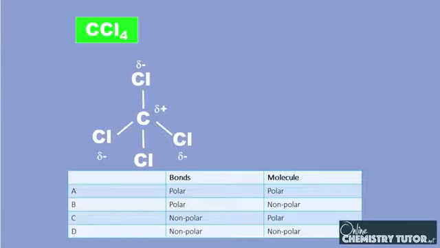Okay, so the answers have come through. Bonds clearly are polar. It's a tetrahedral molecule. We have 4 bonding pairs. That means that they will all repel evenly. So this is a perfectly symmetrical molecule where every bond has equal polarity. The effect of that is that there is no overall imbalance of electron charge anywhere in the molecule, which makes it a non-polar molecule.